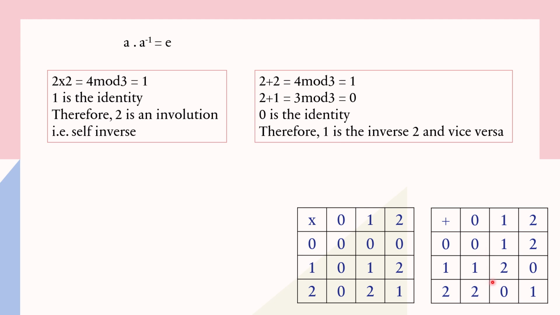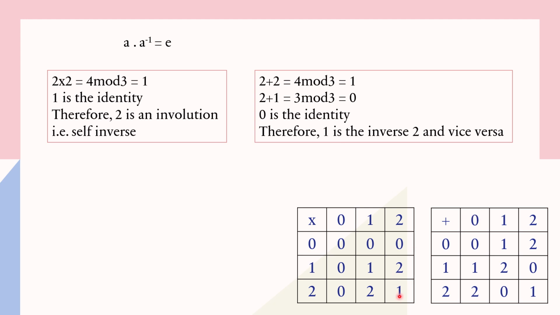By looking at the Cayley table itself, we can prove that by seeing wherever the identity appears. So for example, the identity appears here in this table. This shows us that the inverse of 1 is 2 and the inverse of 2 is 1. The identity appears here again, inverse of 1 is 2 and inverse of 2 is 1. So wherever the identity appears, those numbers are the inverses of each other.